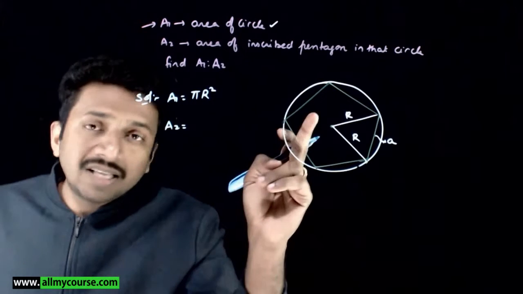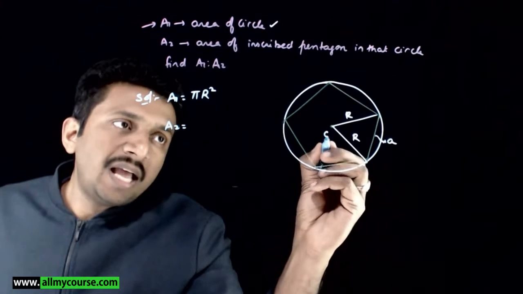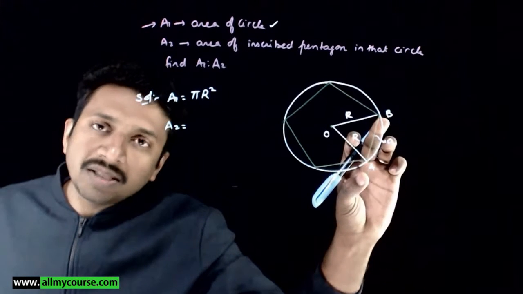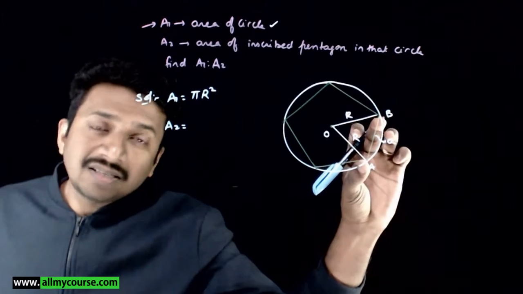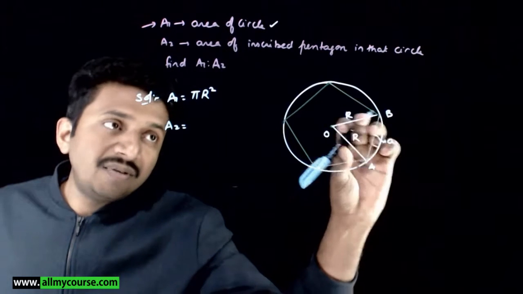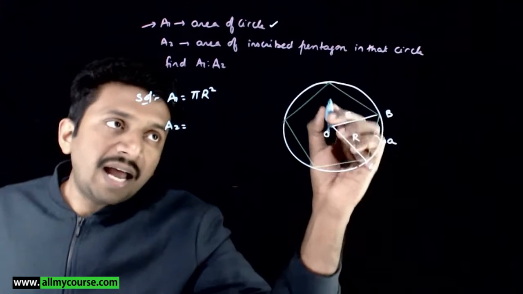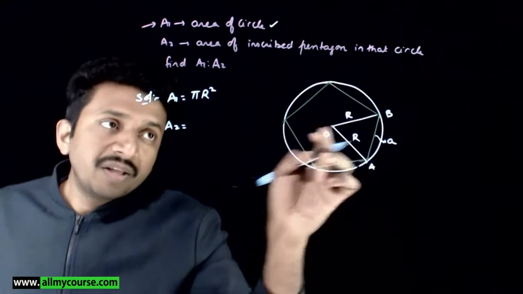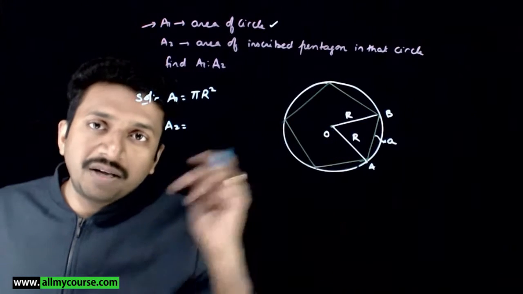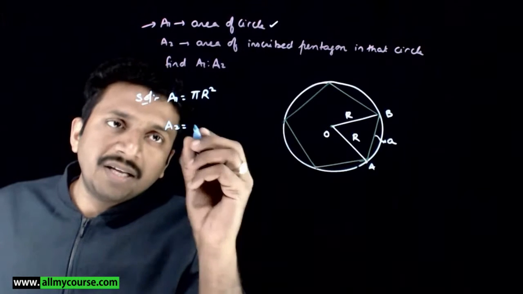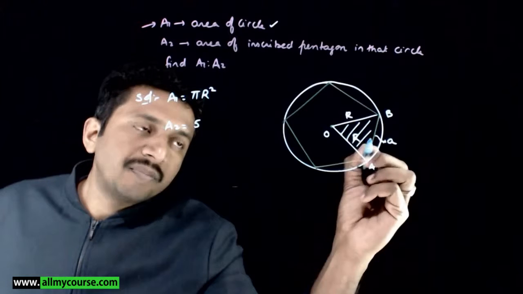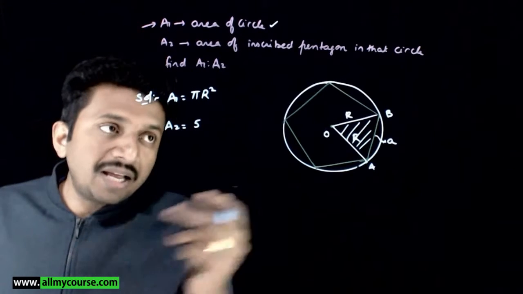Area of the pentagon is nothing but 5 times area of triangle OAB. So if you take any one side and join the endpoints of the side with the center, you get a triangle and you get 5 equal triangles, corresponding to each side of the pentagon. So area of the pentagon is 5 times the area of this triangle. So what is the area of this triangle?